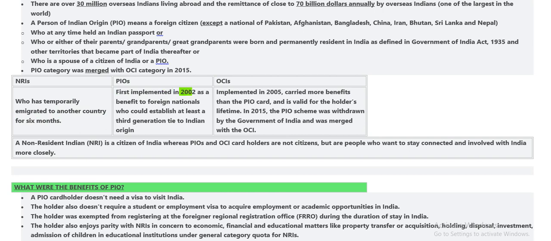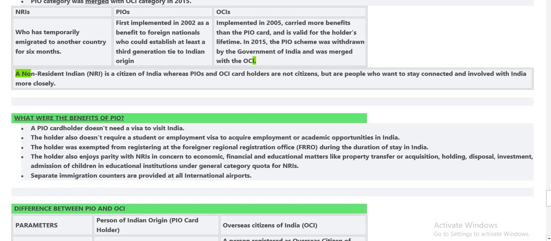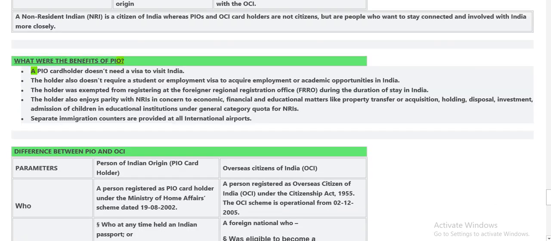NRIs, PIOs, OCIs. NRI is someone who has temporarily emigrated to another country for 6 months. The PIO card was first implemented in 2002 as a benefit to foreign nationals who could establish at least a third-generation tie to Indian origin. The OCI was implemented in 2005, carried more benefits than the PIO card, and is valid for the holder's lifetime. In 2015, the PIO scheme was withdrawn by the Government of India and was merged with the OCI. A non-resident Indian, NRI, is a citizen of India, whereas PIOs and OCI card holders are not citizens, but are people who want to stay connected and involved with India more closely.